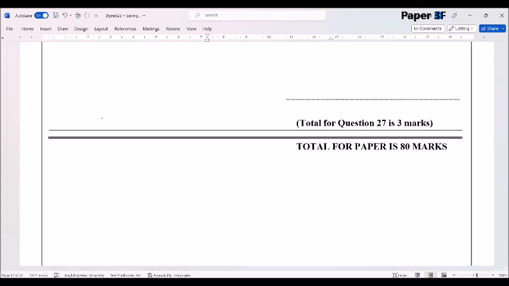So on our answer line, x equals 3 or x equals 8. And that is the end of the paper.